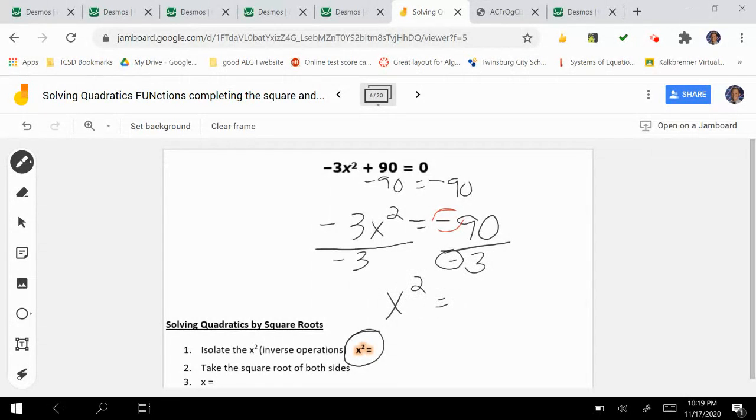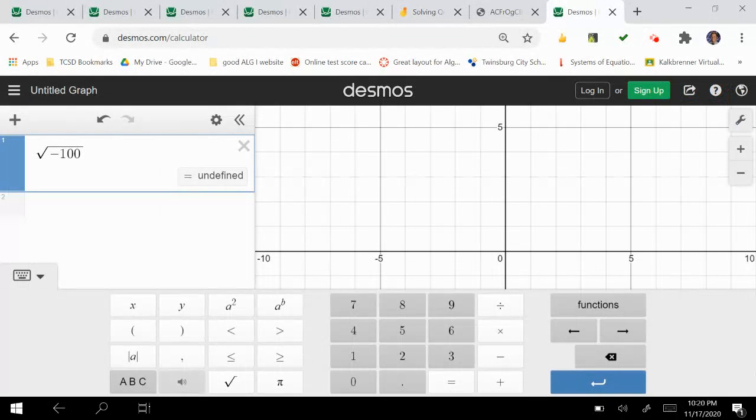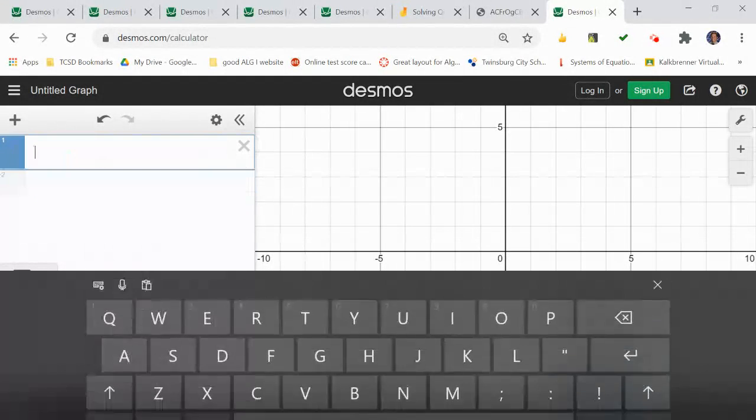Right? It's a positive. How many times does negative 30 or negative 90 get divided by negative 3? 3 times, right? So we get the square root of positive 30. So I get x equals plus or minus. What's special about that number, though? That number's pretty ugly, right?